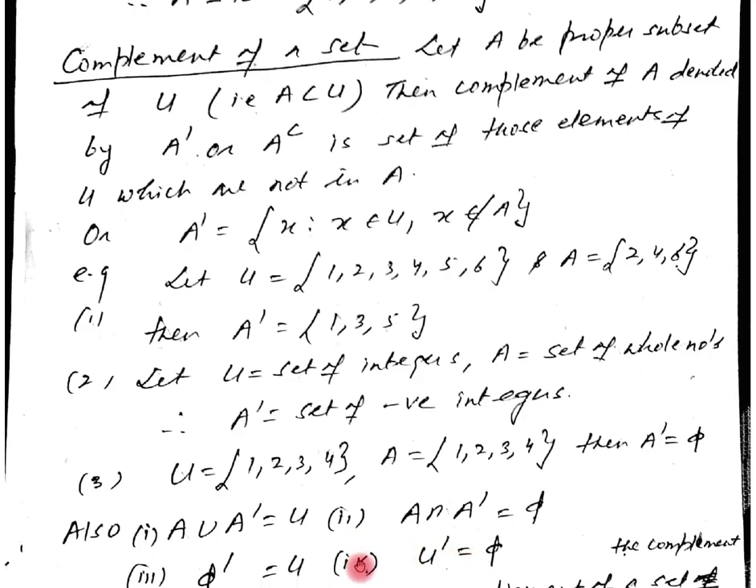Let us see some other properties. Now A union A dash is equal to U. This is the sign for union. A union A dash is equal to U. We can also check it from here. Now this is A dash.